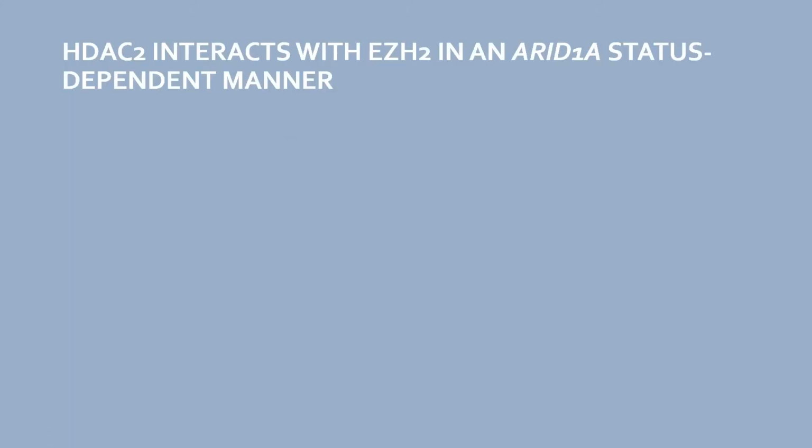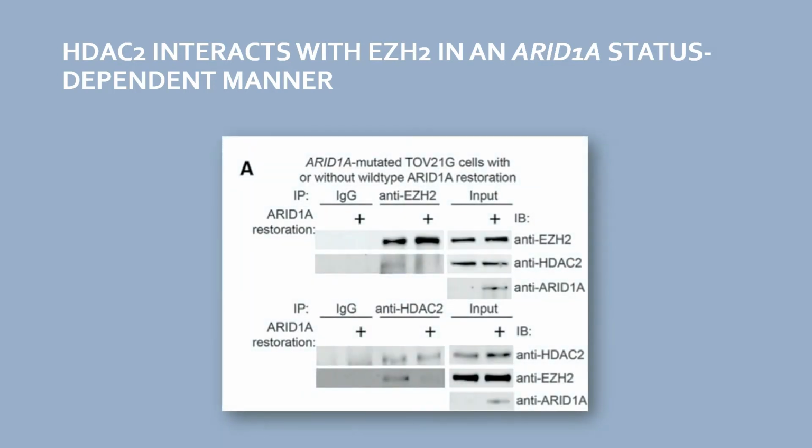The first experiment that the scientists carried out was a co-immunoprecipitation assay to determine whether HDAC2 and EZH2 interact with each other. The bands on the left side of the highlighted regions indicate that HDAC2 and EZH2 do interact in ARID1A mutated cells, but the disappearance of the bands on the right side shows that if normal ARID1A is restored, this interaction is broken. Therefore, the conclusion from this experiment was that HDAC2 interacts with EZH2 in an ARID1A status-dependent manner.